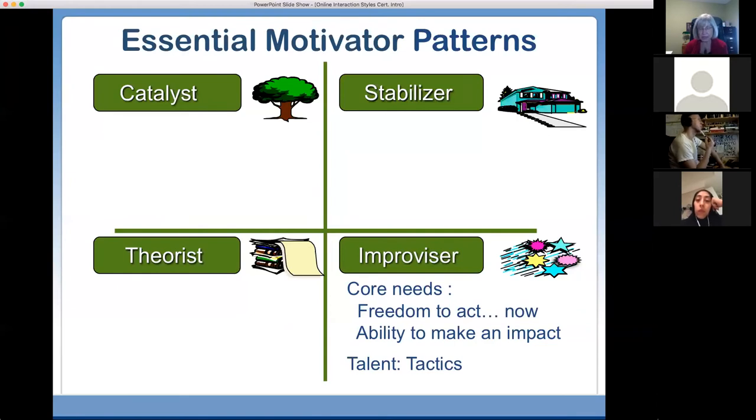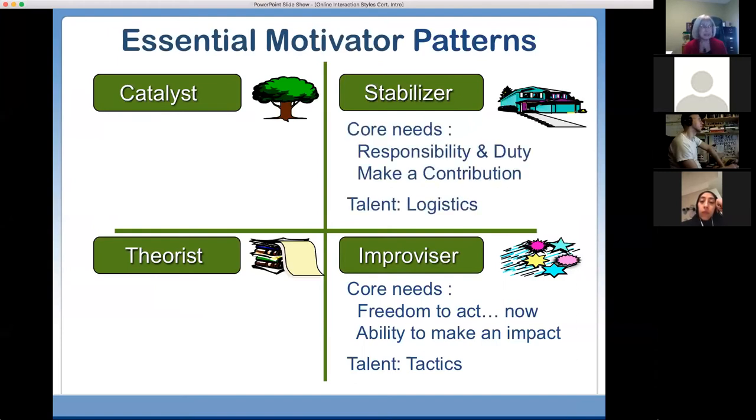And I can't tell you how sophisticated tactical intelligence is. It is just amazing to me how cleverly, quickly, and with the richness with which some of my improviser colleagues think about what to do and what to do next. And the stabilizer needs responsibility and duty and to make a contribution, to have a place where they can make a contribution.